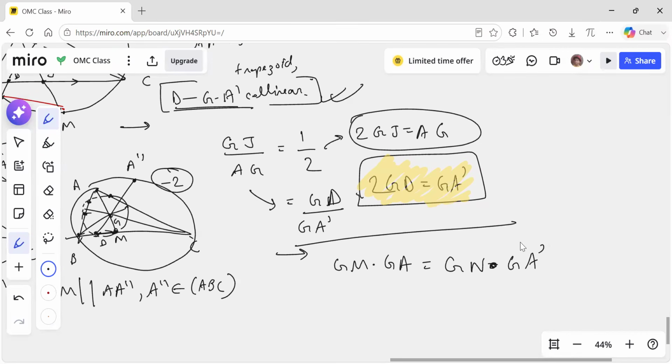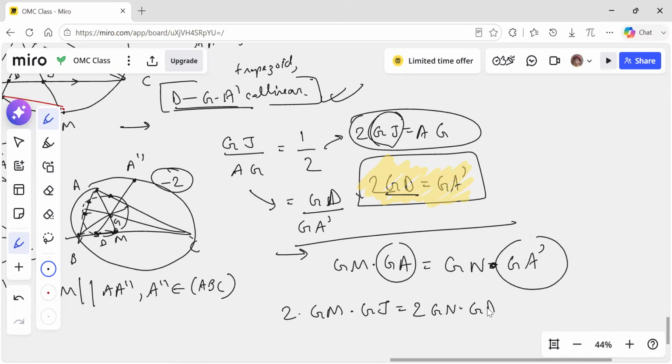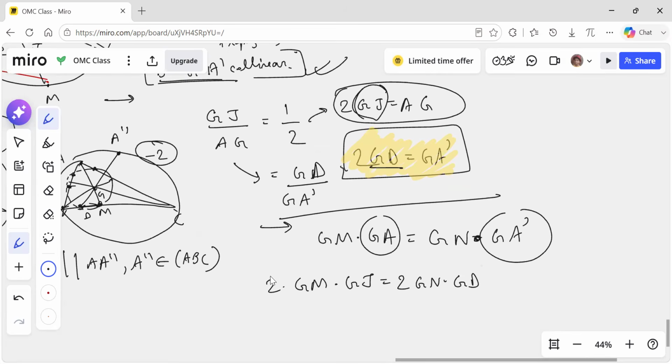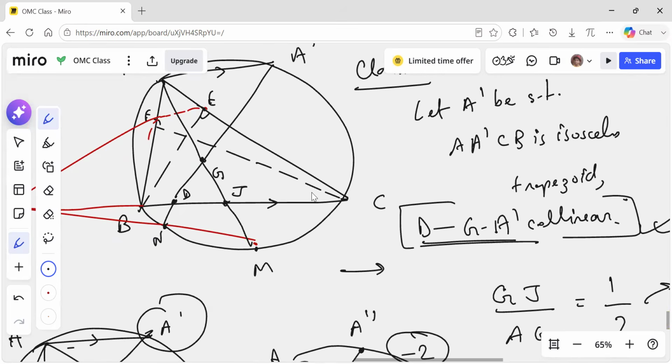So, what do you want to do? You can replace GA with GJ, and you can replace GA dash with GD. Doing that, you get 2 times GM times GJ is equal to 2 times GN times GD. Now if you cancel this, you get GM times GJ is equal to GN times GD.